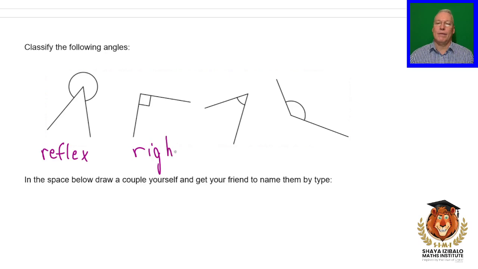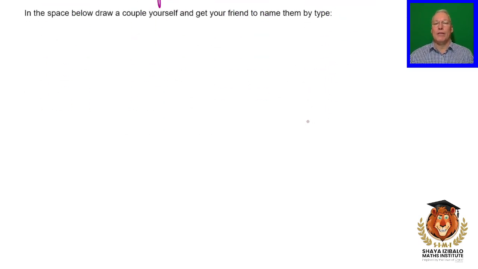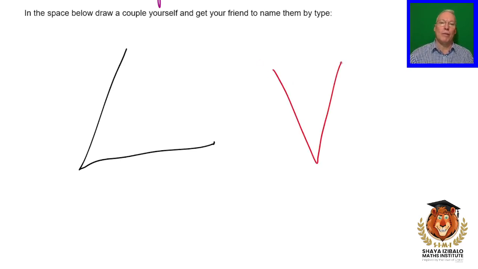Right, acute, obtuse. Right, now we've left some space here. So just pause the video briefly, draw a couple of angles and get your friend to classify them. Okay, so there's one. Hopefully you've got a ruler you can use and you'll do it a little bit better than me. Just remember to mark which angle you're talking about. Right, so over here we're talking about this angle maybe, whereas over here I'm talking about this angle maybe.